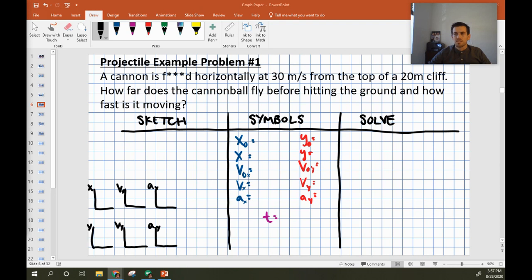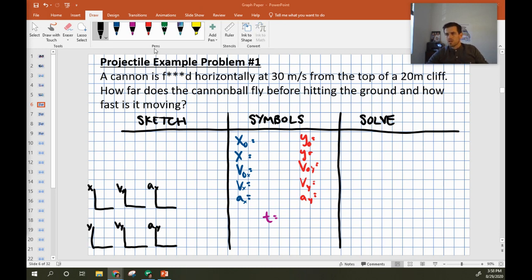We have a cannon that is fired horizontally. The F word is F-I-R-E-D. I'm sorry for spelling it, but there's some words that I just don't think are appropriate for a classroom, and this is one of them. So a cannon is fired horizontally at 30 meters per second from the top of a 20-meter cliff. How far does the cannonball fly before hitting the ground, and how fast is it moving?